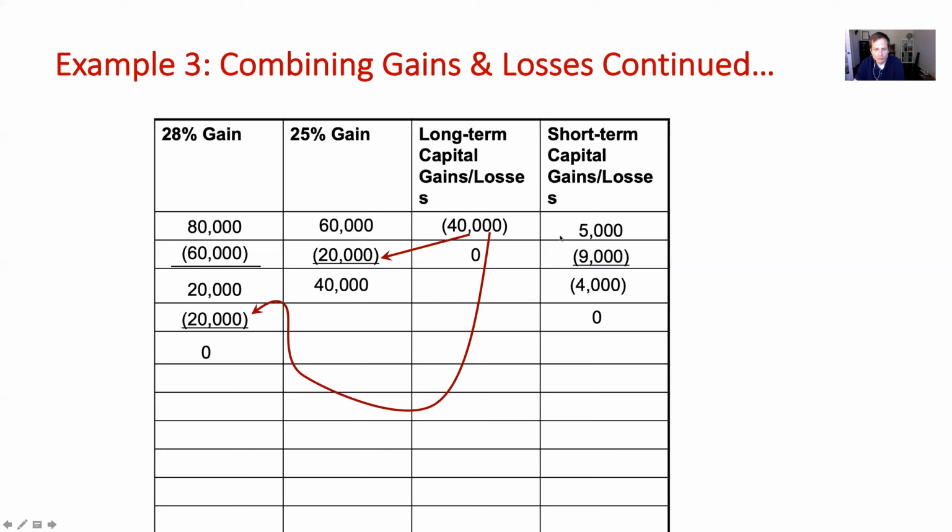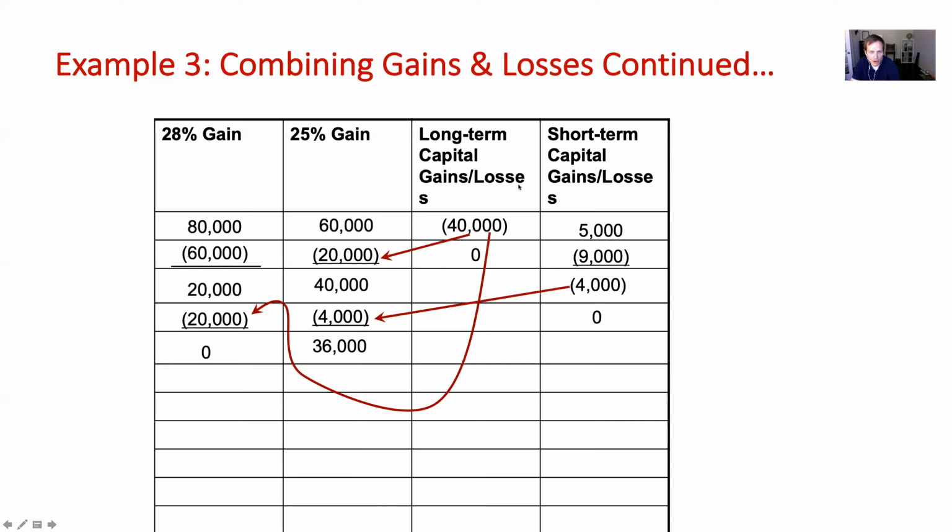And what have I done? Right, I've finished all my long-term losses. I can move to the short-term category. Because I have a net loss here, I'm going to use this 4,000. First, it would go to the highest long-term category, but that's already 0. So now it'll go to the next highest, and that's going to bring me down to 36,000, right? And so now I've used up all my losses.